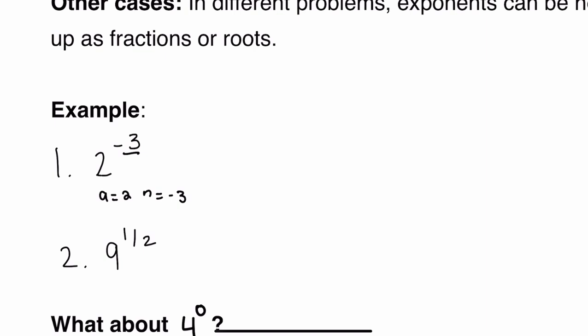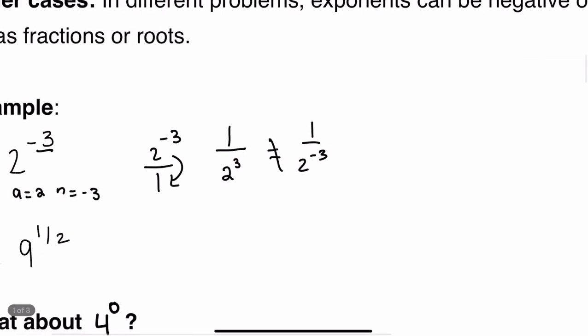Just bring down the fraction. I'll show you how. Let's say this is 2 to the minus 3, and this is already over 1. You're going to bring this to the bottom, which is now going to be 1 over 2 to the 3. Now this is not going to be 1 to the 2 minus 3, because that's not how it works, and it's not going to give you the right answer.